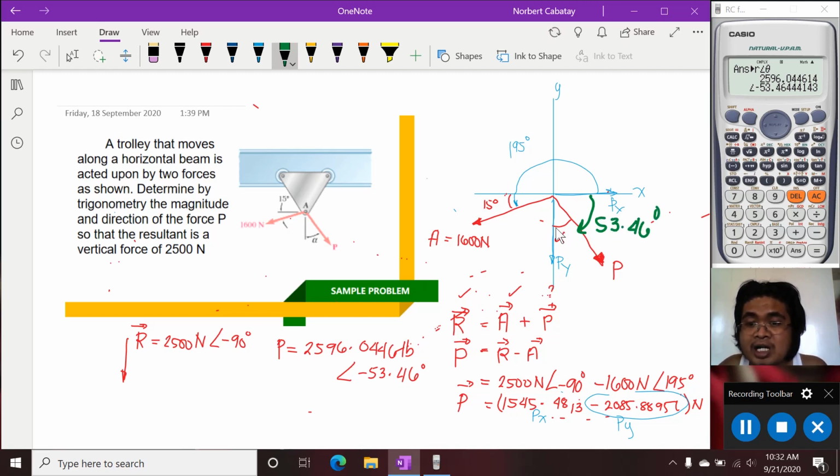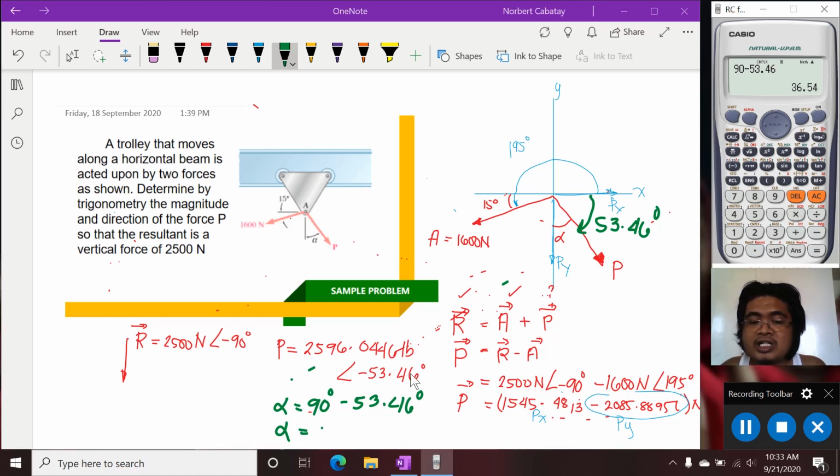But we are asked to solve for alpha. If this is 90, to solve for alpha, that is 90 minus 53.46, which gives you 36.54 degrees. So I think we were right in our first answer.